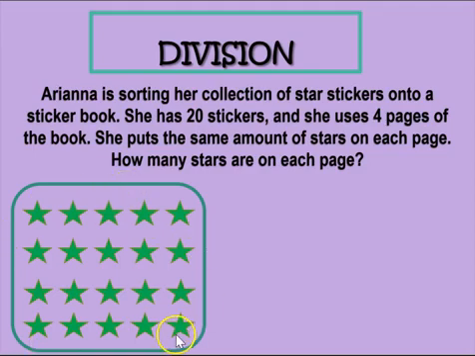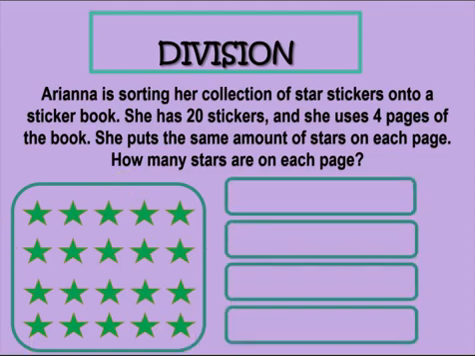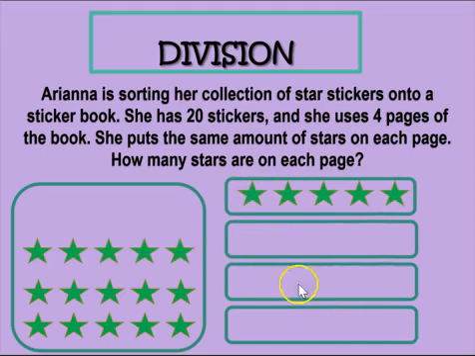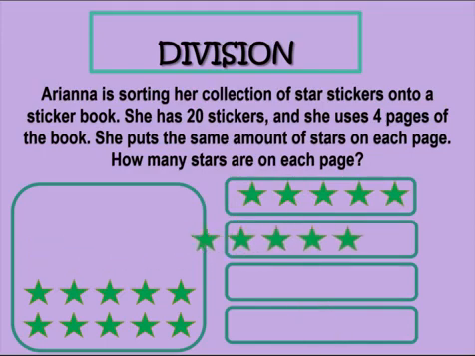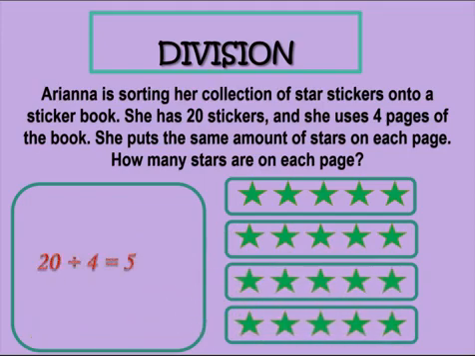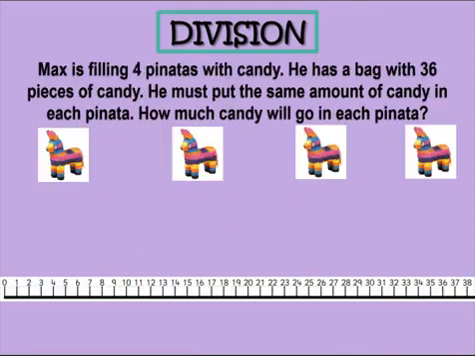So we have our 20 stickers, our 4 groups, and we are going to put 1 sticker on each page until the page is filled, and then we'll see how many are on each page. Luckily, I have mine in arrays, so it is easy to move them over. Okay, so she got 20 divided by 4 equals 5. Let's see if you can do the next one on your own. I hope you've been writing these down.